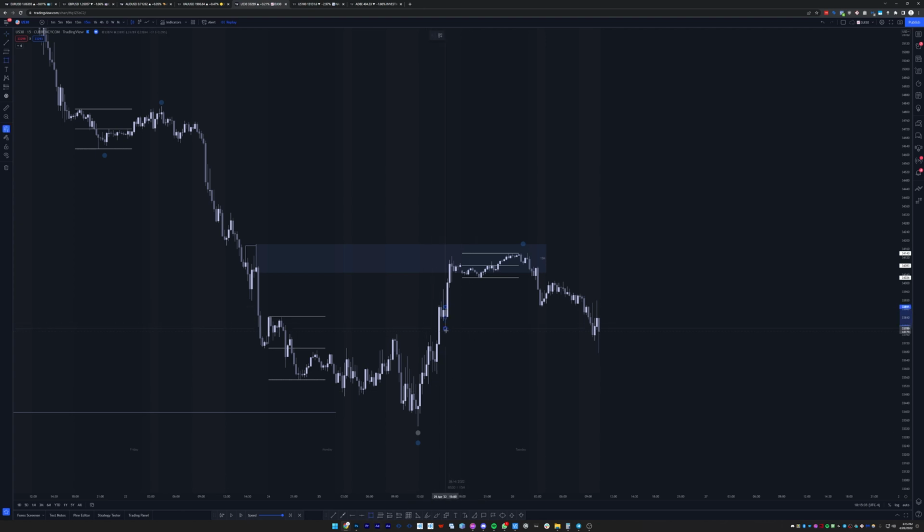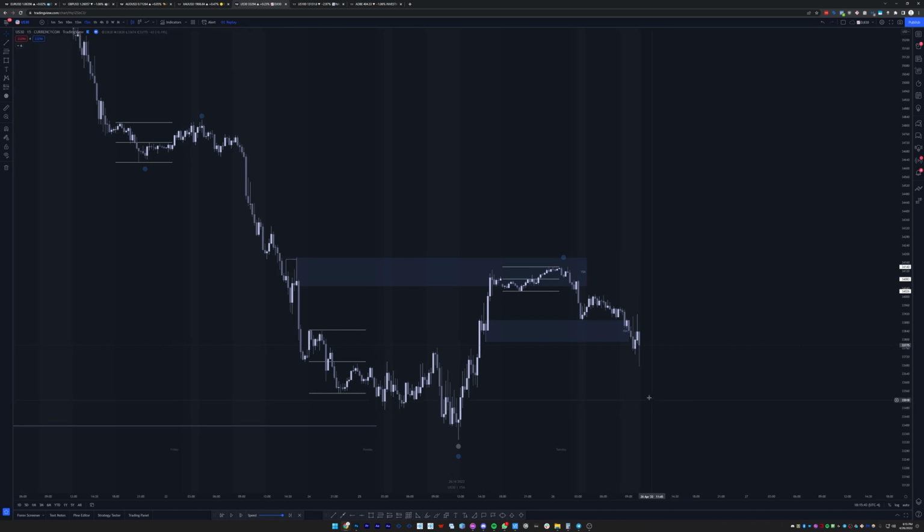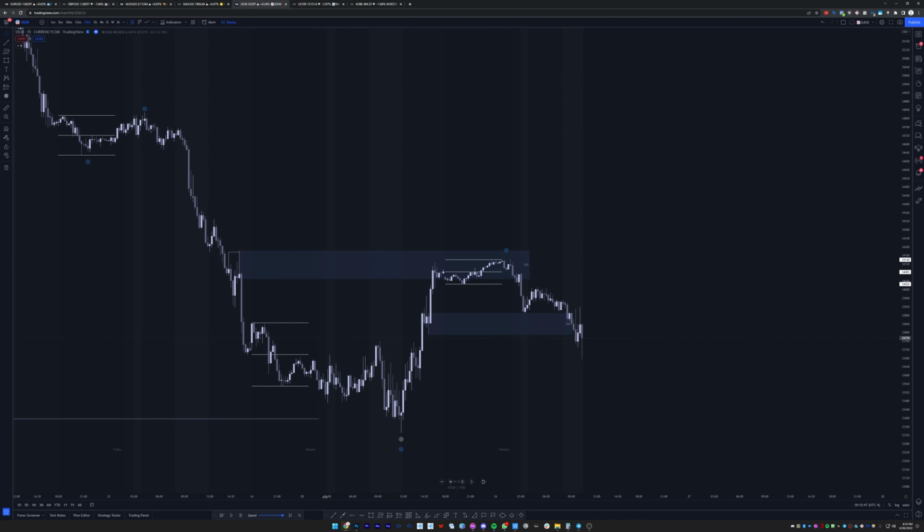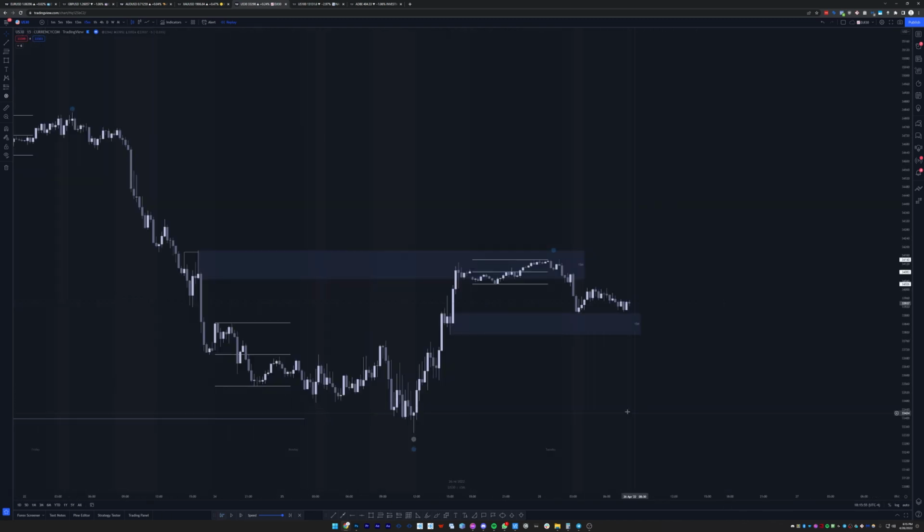I will mark out this CPV, right? This level of 15-minute demand that failed, because that's pretty important too. And I'm also going to, let's actually cut price back. Actually, I think I already did cut it back, but I'll cut it back further. I'll show you guys where I entered on the 1 minute.